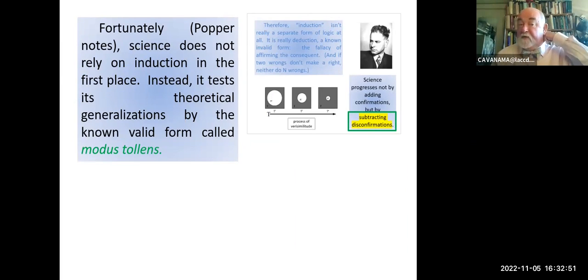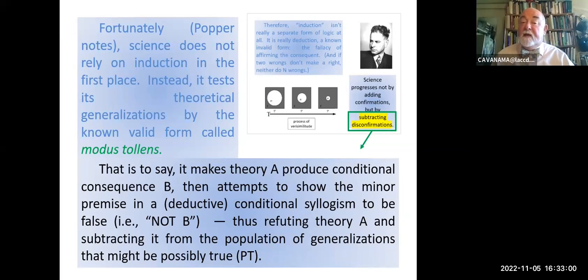Fortunately, again, as Popper notes, science doesn't rely on induction in the first place. It tests theoretical generalizations by a known valid form called modus tollens. That is to say, it makes theory A produce conditional consequence B. Then it attempts to show the minor premise in a deductive conditional syllogism to be false, that is the not B bit, thus refuting theory A and subtracting it from the population of generalizations that might possibly be true.